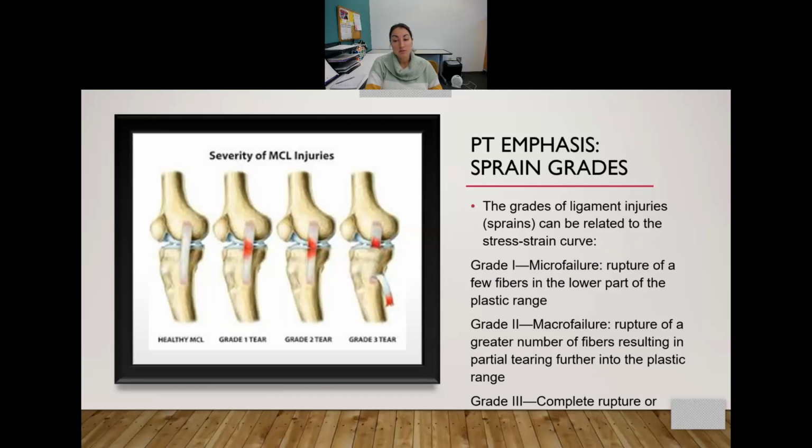With the grade 1, if you allowed enough rest and non-threatening movements like light activities, passive and active range of motion, then it would heal back on its own. With a grade 2, there may be some scar tissue after it heals. There may be some lasting injury. And then grade 3 is a complete rupture or complete tissue failure.